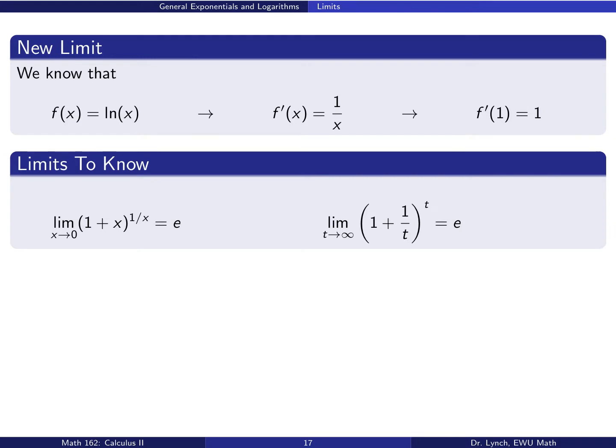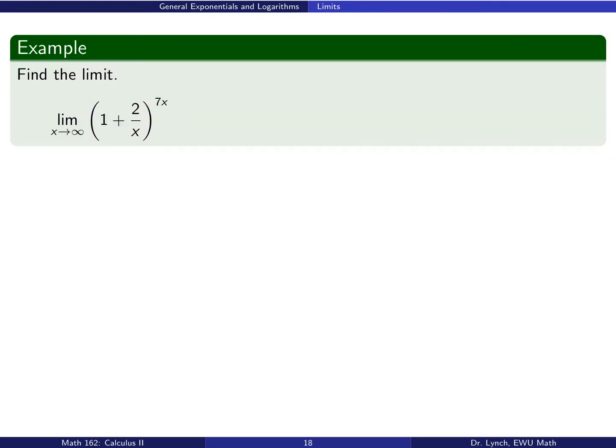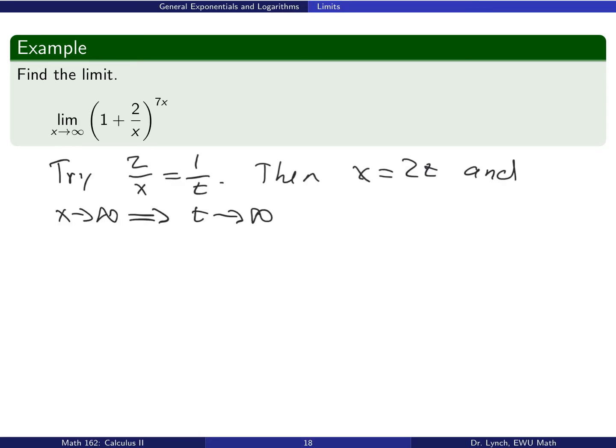Here's an example. Let's have a look at the limit as x goes to infinity of 1 plus 2 over x to the 7x power. Now, we don't know anything about limits involving 2 over x, but we do know things about limits involving 1 over x. So that suggests a substitution, 2 over x equals 1 over t. We can see that with that substitution, 2 over x equals 1 over t, that x is 2t, and when x goes to infinity, t does too.